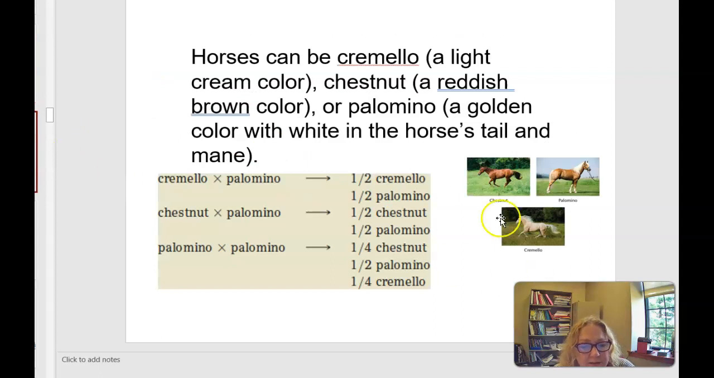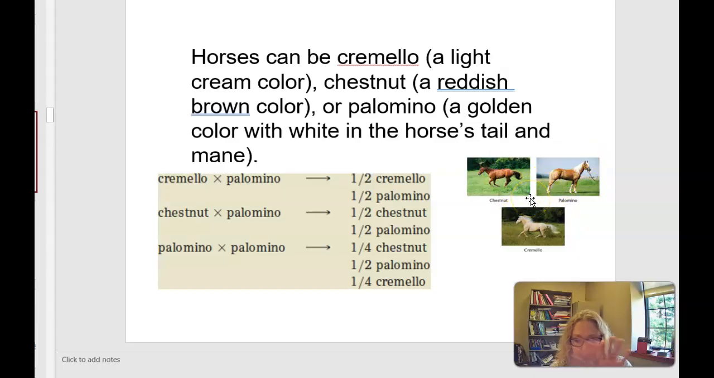Let's talk about horses. I feel like we did this, Cremello and Palomino. Here are the different kinds of horses. Chestnut is brown. Palomino is that real light brown color, and this is the same thing. This horse actually has some of both of these hairs.